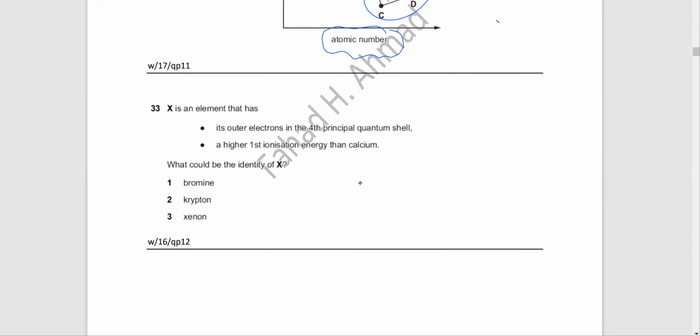So then you have question number 33. He's saying that its outer electron is in the fourth principal quantum shell. So which period does the element belong to? Period four.